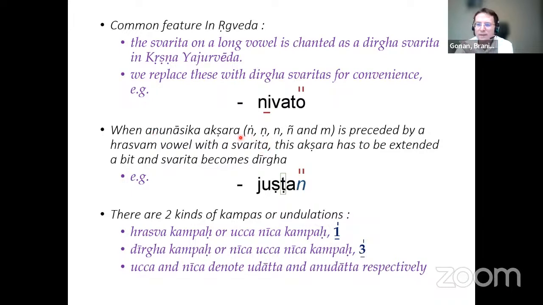Okay, and then again, Anunasikas. Remember, Anunasikas are the last column in those 5 different types of consonants. The last columns are the nasal pair of each group. So nga, n, ny, and m. So when an Anunasika Akshara is preceded by a Hrasvam vowel with a Svarita, this Akshara has to be extended a bit and the Svarita becomes Dirgha. For example, Jushtan, like this.